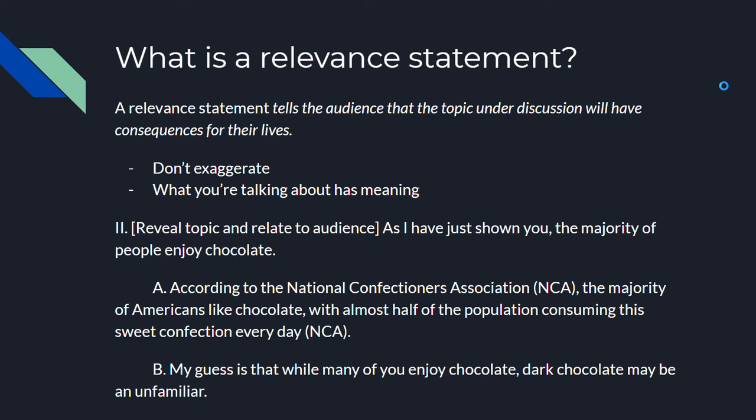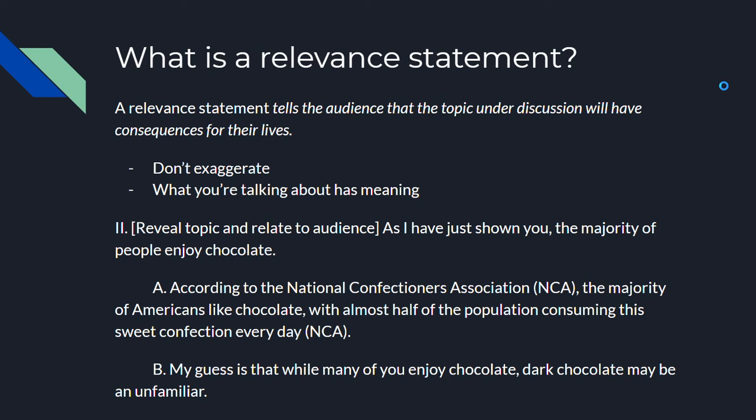And it's really important to show what you're talking about has meaning. In the dark chocolate example, their relevancy statement, and this also is tied into the idea of after the attention getter introducing your topic: "But as I've just shown you, the majority of people enjoy chocolate. According to the National Confectioners Association, the majority of Americans like chocolate, with almost half of the population consuming this sweet confection every day. Then B, my guess is that while many of you enjoy chocolate, dark chocolate might be unfamiliar."